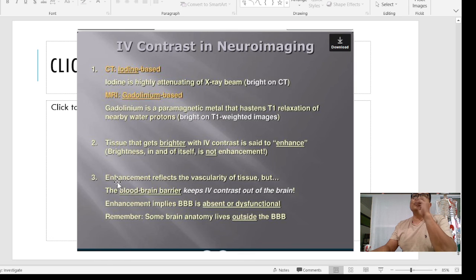But inside the brain, we cannot. Why? Because of the blood-brain barrier. So what we see in angiography is only the flow in the blood vessel, whether it is present or absent. But within the tissue, we cannot see whether there is activity.